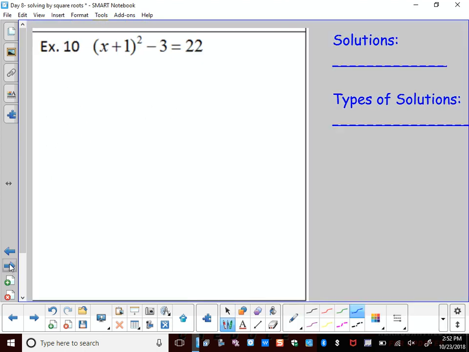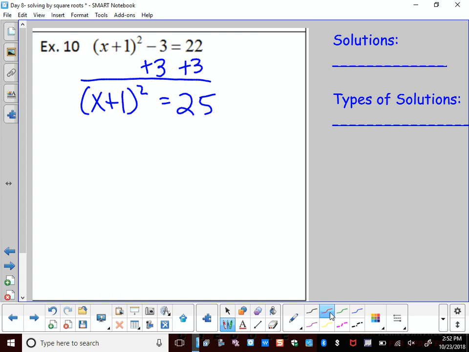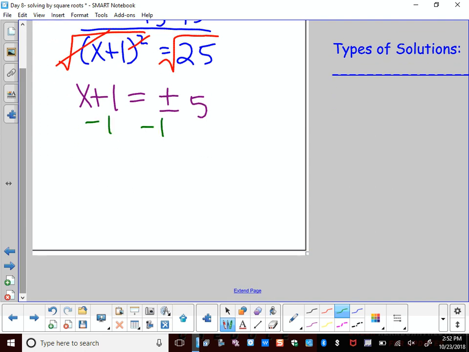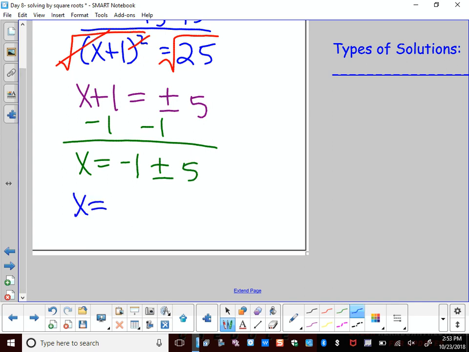All right, so we should add 3 to both sides. You should have x plus 1 squared is equal to 25. And then we take the square root. So that leaves x plus 1 is equal to plus or minus 5. Then I'm going to subtract 1. And I have x equals negative 1 plus or minus 5. Not quite done. So you have negative 1 minus 5, which gives you negative 6, and negative 1 plus 5, which gives you 4. That is your answer.